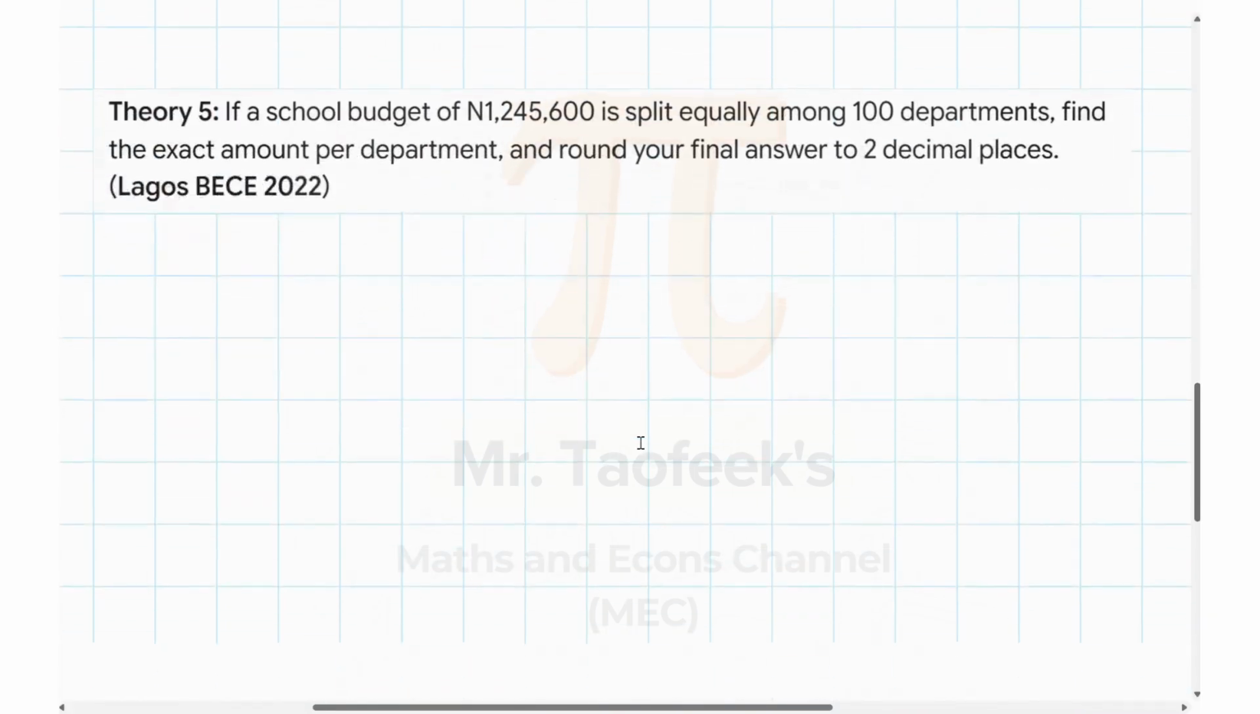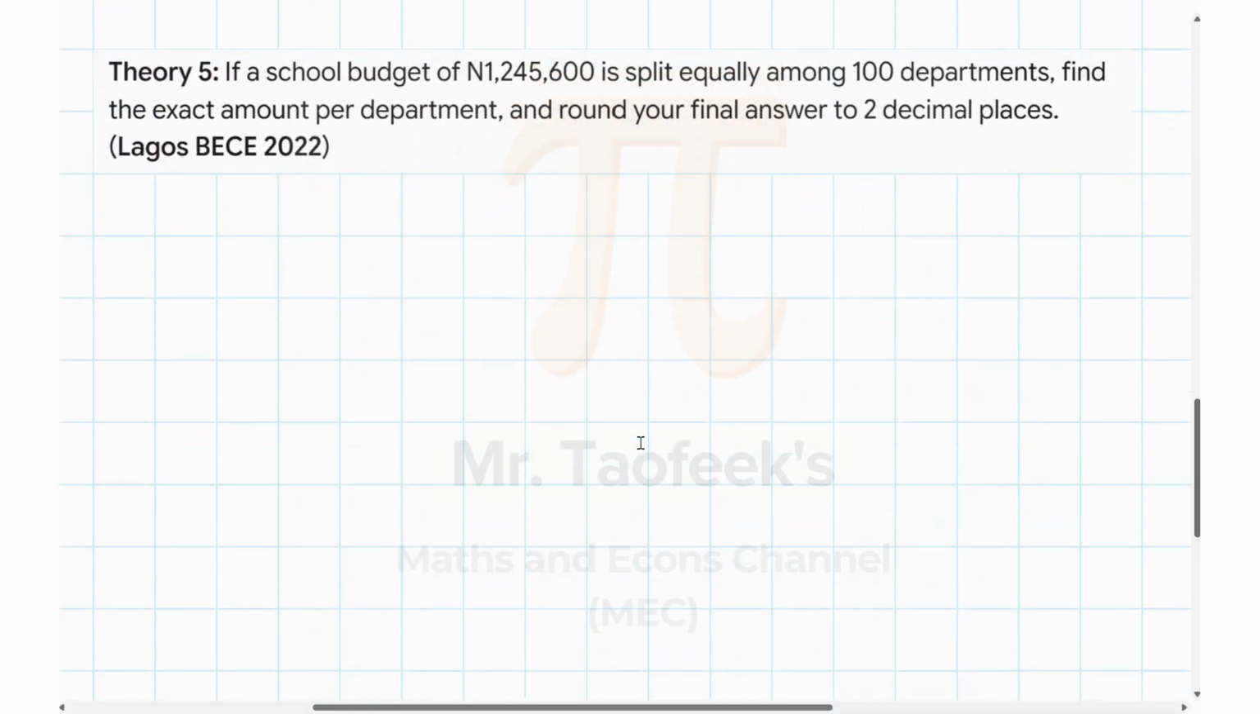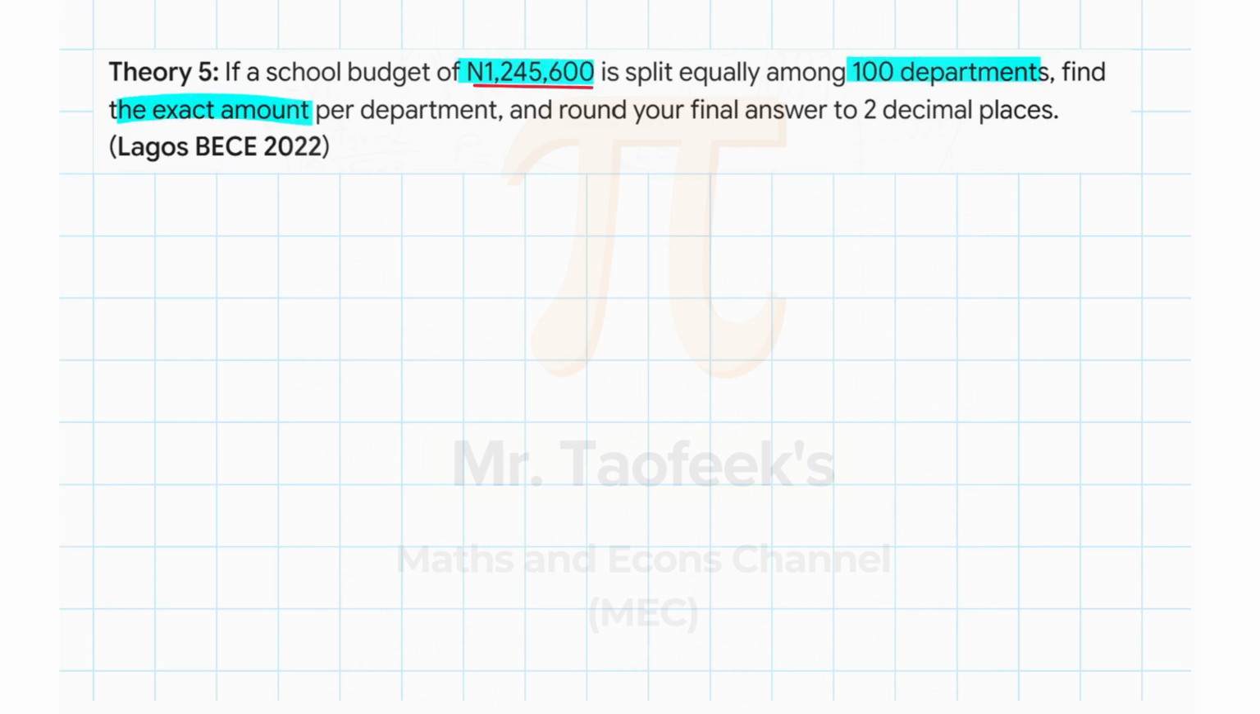As simple as that. And final question: if a school budget of 1,245,000, okay, if that's a school budget, is split equally among 100 departments, find the exact amount per department and round your answer to 2 decimal places. So we have 1,245,600 to be shared equally among 100 departments. So you have to divide.